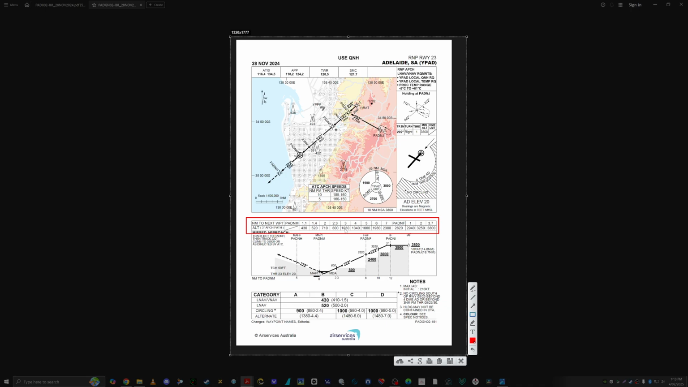But this, you've got no vertical path guidance. So this becomes absolutely critical. You have to check that you're following this profile down to your missed approach point. And because it's a non-precision approach, everything else looks pretty well the same, really. You can see that once again your course is 222. There's nothing really there that I haven't covered in the ILS.